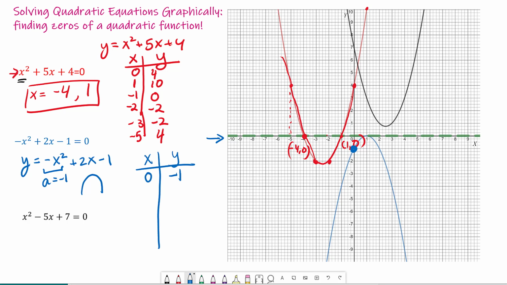Let's go to x equals 1. At x equals 1, we have -1 squared plus 2 times 1. So that's -1 plus 2, minus 1. And we hit the 0. So again, we hit a point where the curve, the graph of the function, crosses or touches the x-axis.